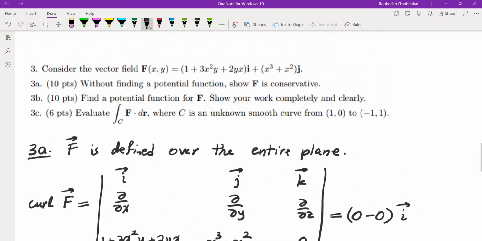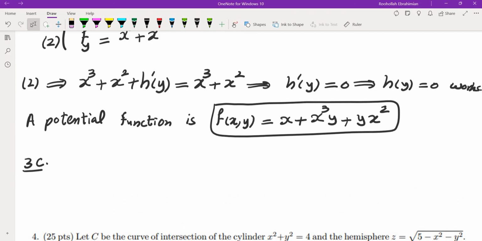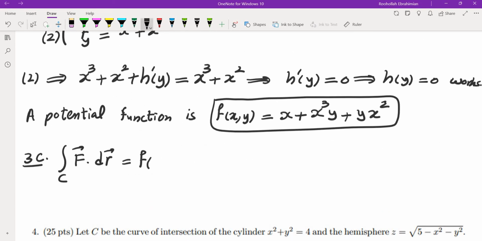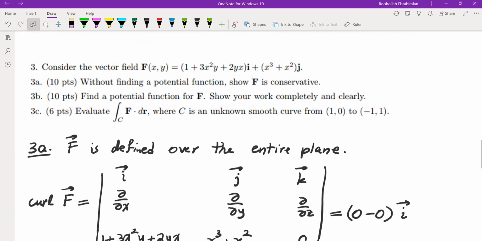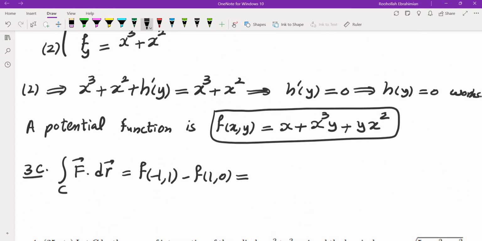And finally, they said evaluate the line integral. So what is the line integral? Well, we simply have to plug in the endpoint. So the line integral of f dot dr, because we don't even know what the curve is. They said C is an unknown smooth curve from 1, 0 to -1, 1. So we take the terminal point, which is -1, 0, I believe. -1, 0 is the terminal point, and the initial point is 1, 0. We plug those in and we subtract terminal minus initial. So let's do that. When we plug it into f of -1, 1 becomes -1 plus -1 cubed times 1 plus 1 times -1 squared.